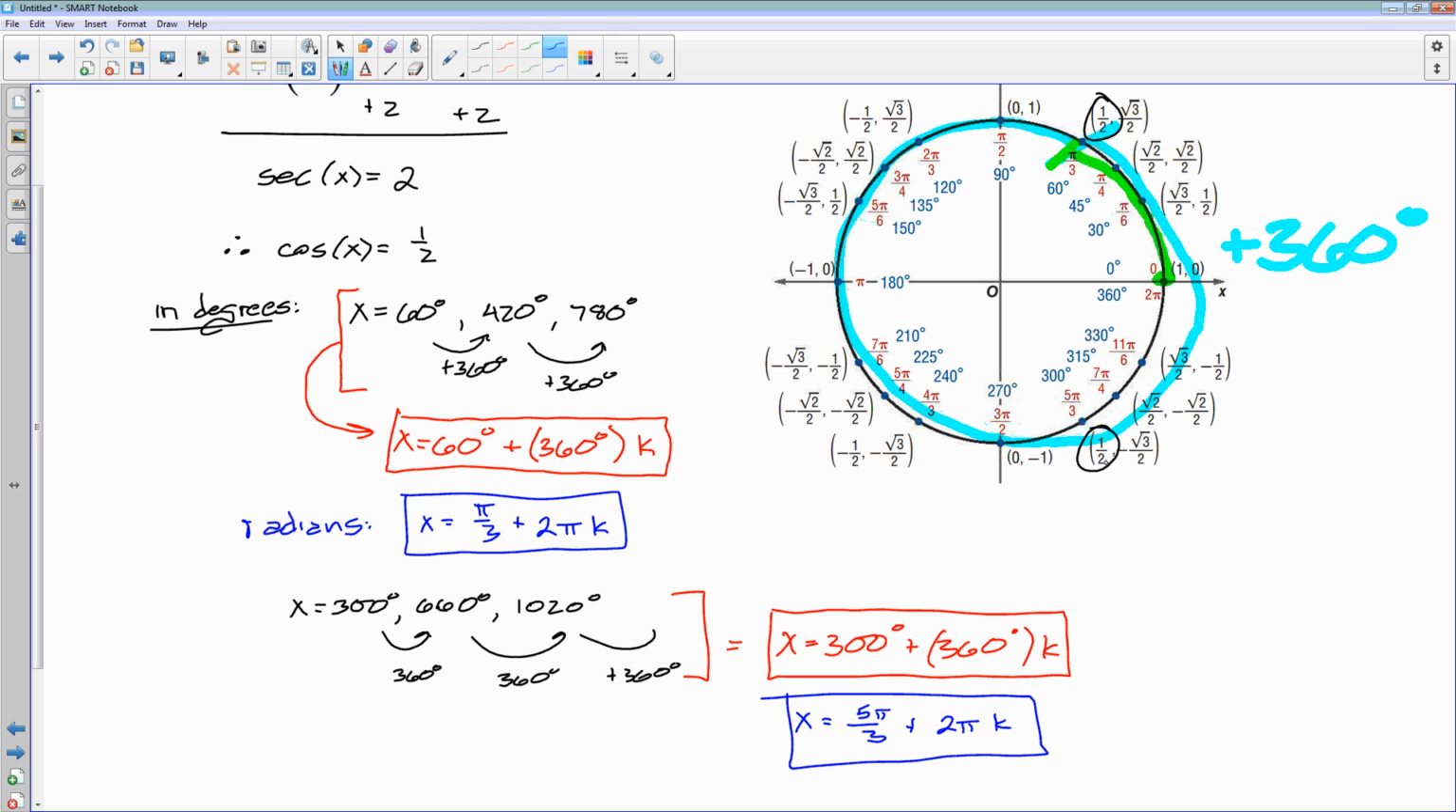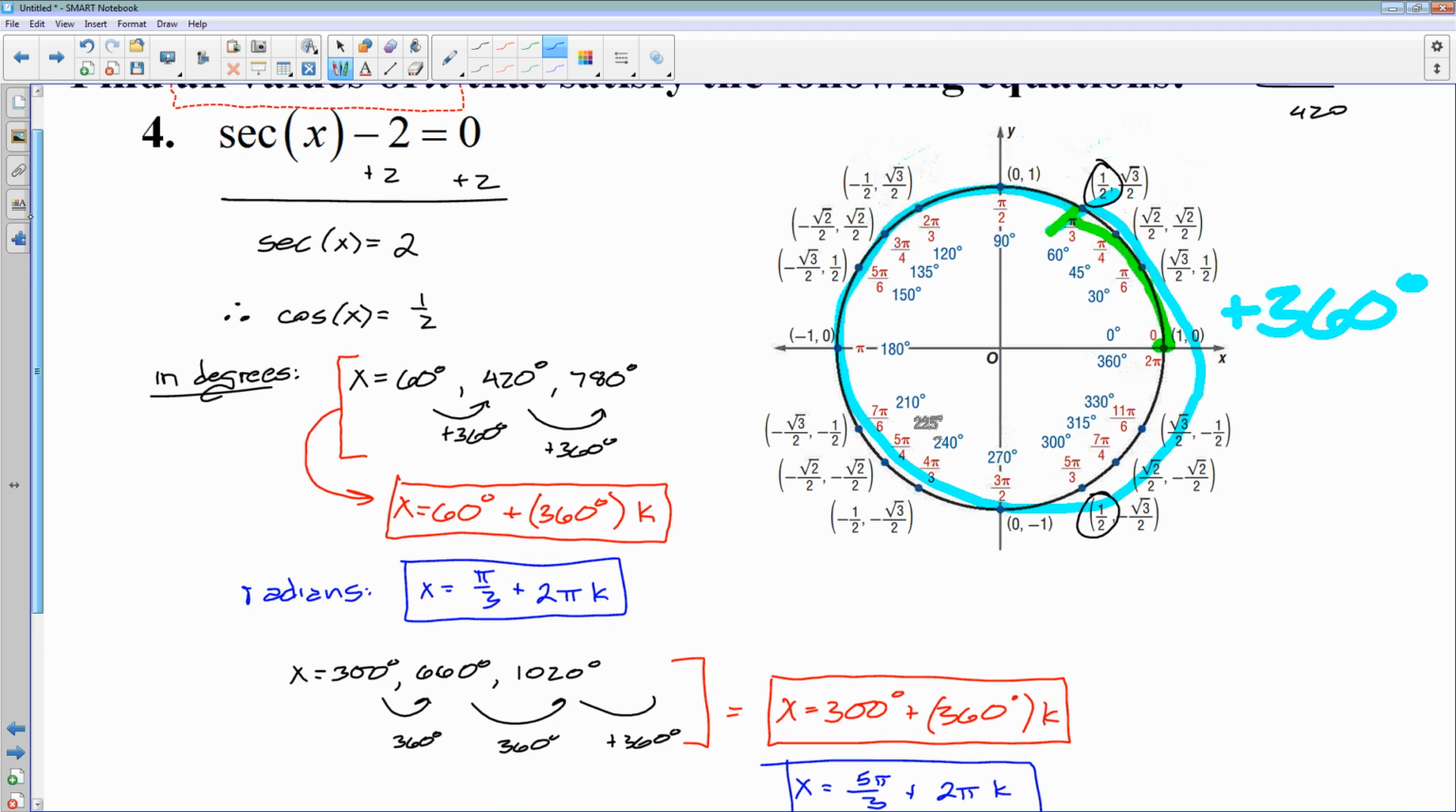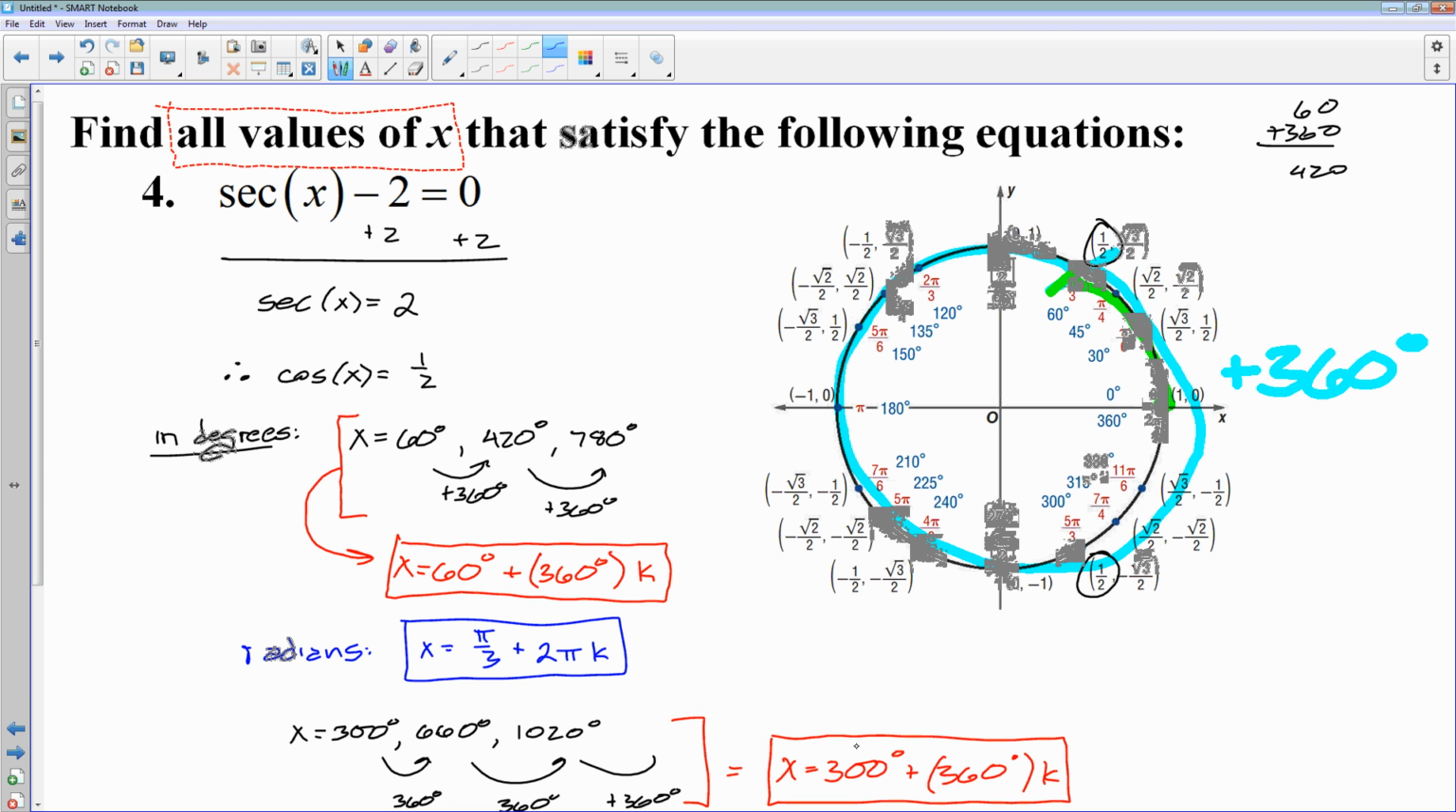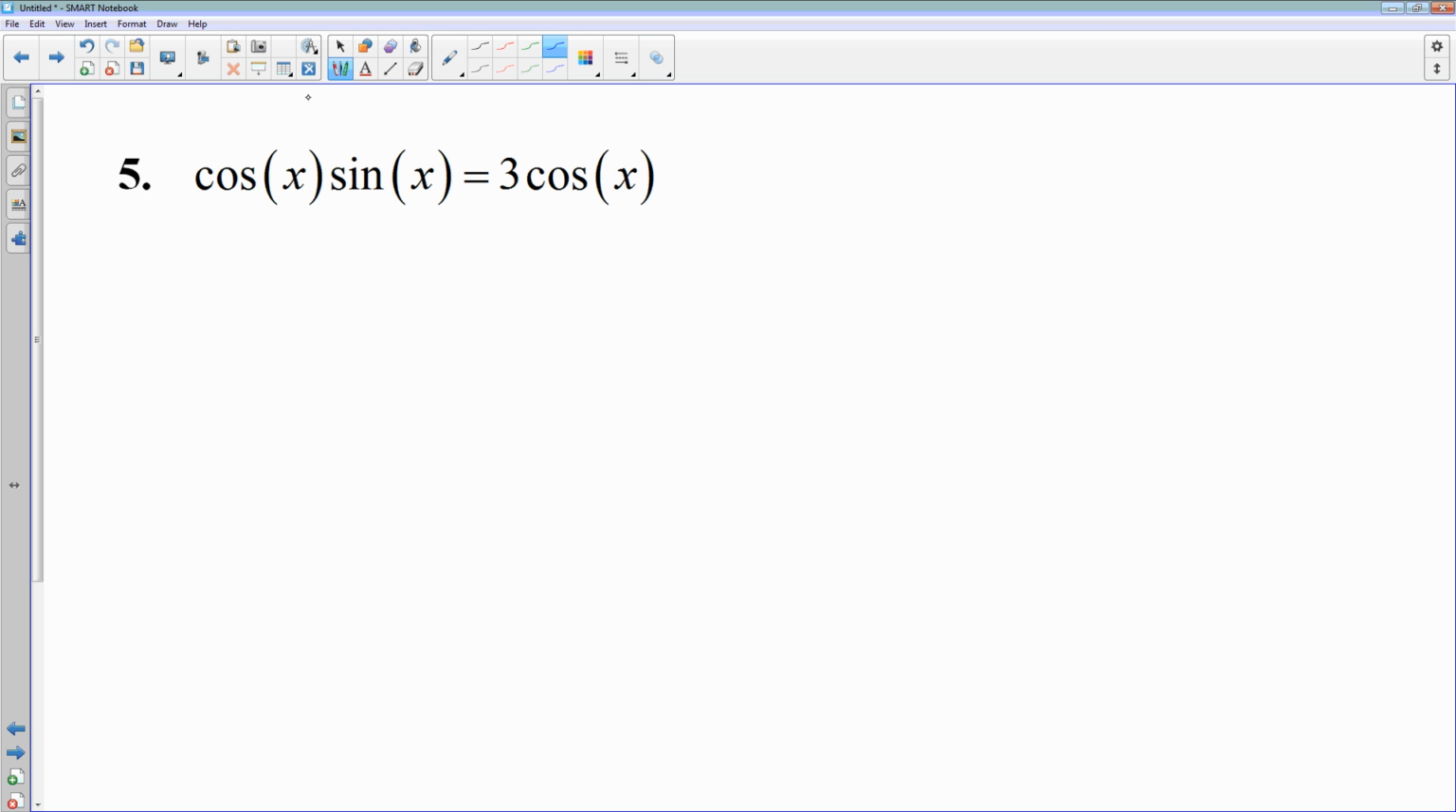I prefer radians, so from this point forward, I'm going to answer in radians, but there you go. So if you want all values of x, you simply find your first two answers like you normally would, and then you add 2 pi times k. Let's try this one. And I'm going to move into another type of solution here.